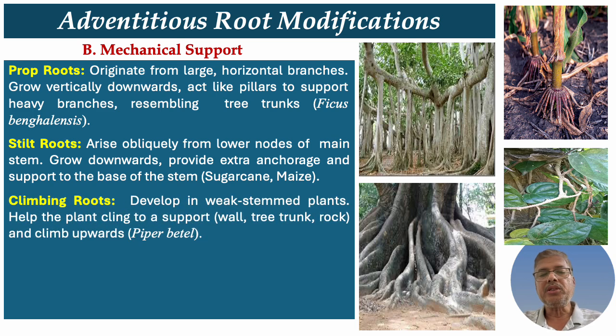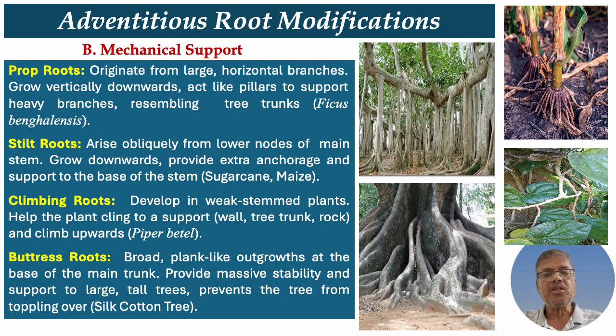The climbing roots develop from the nodes of the weak-stemmed plants. They help the plant cling to a support or to the wall or tree trunk or to the rock and climb upwards. Example includes piper betle.